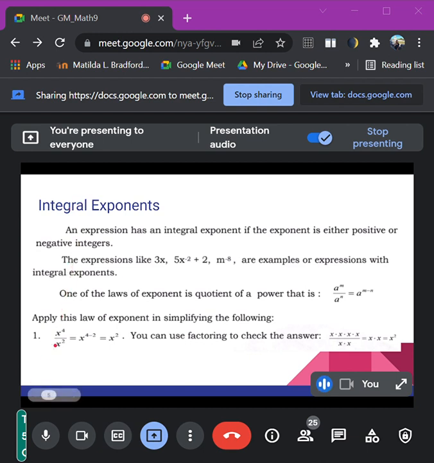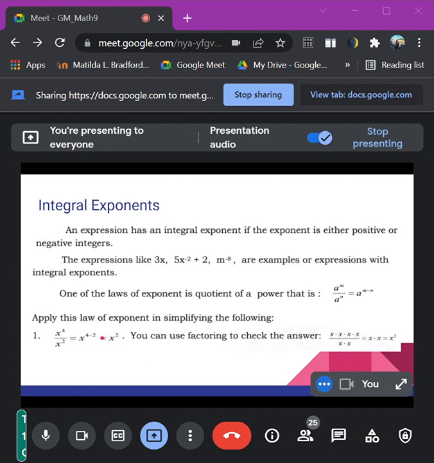So, you have x raised to 4 over x raised to 2. If we simplify that, it is x raised to 4 minus 2. Since they have the same variable or base, we just subtract their exponents. So we have 4 minus 2, and if we simplify, that is x raised to 2, because 4 minus 2 is 2.